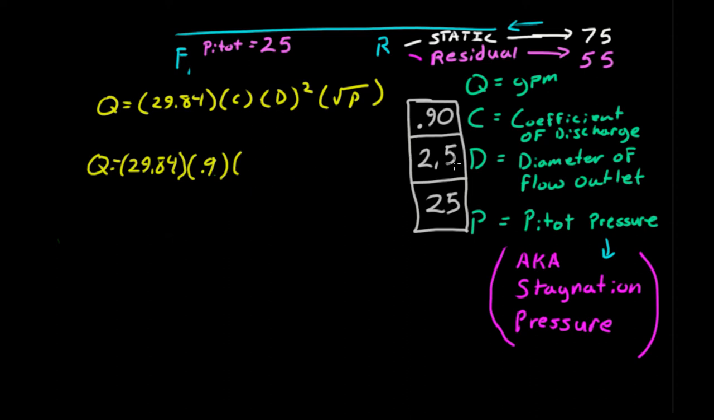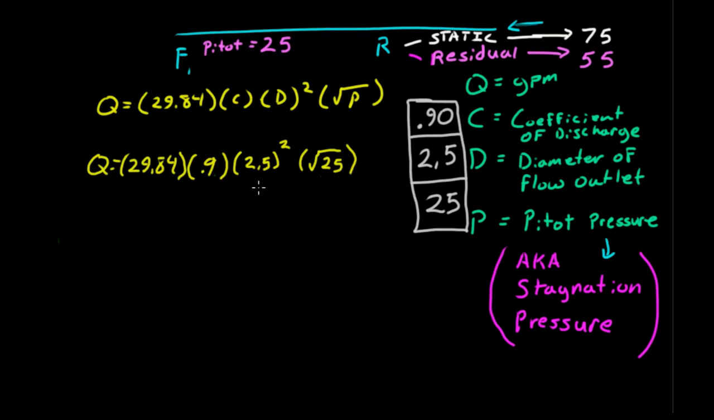So the next one is D. Our diameter was 2.5 inches. And we're going to square that, and then we're going to multiply that times the square root of the pressure, which was 25. Now, there's a couple ways you could do it. If you know how to punch it in your calculator from one end to the other and use your parentheses, and then if you're putting your parentheses in, you can put the multiplication symbol between them. You could just enter it and see if you get what I get. If you can't, or if you get the wrong thing, try this.